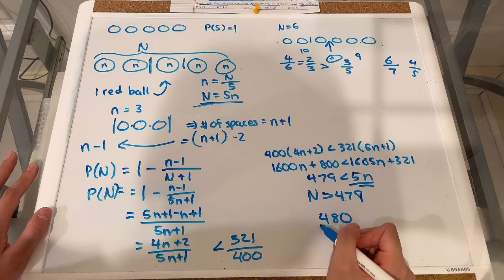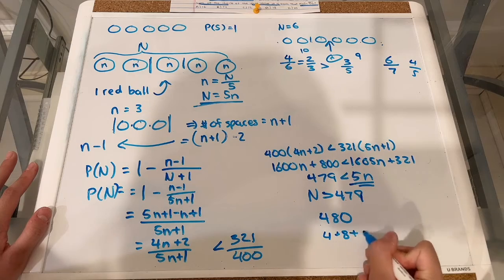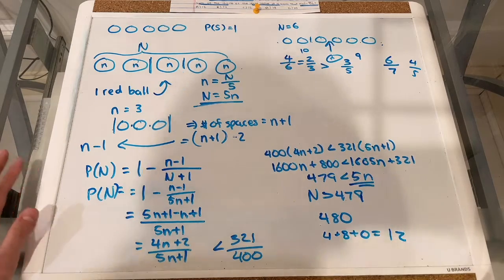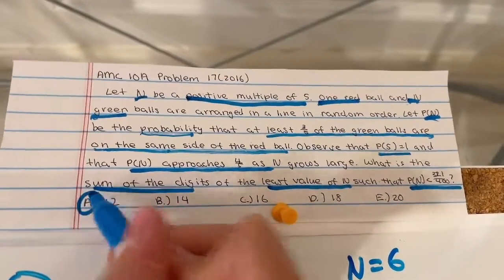But remember, we're asking for the sum of the digits. So let's just add it up. 4 plus 8 plus 0. Easy. 12. And that's your answer. So looking at the answers, we can tell that the answer will be A, 12.